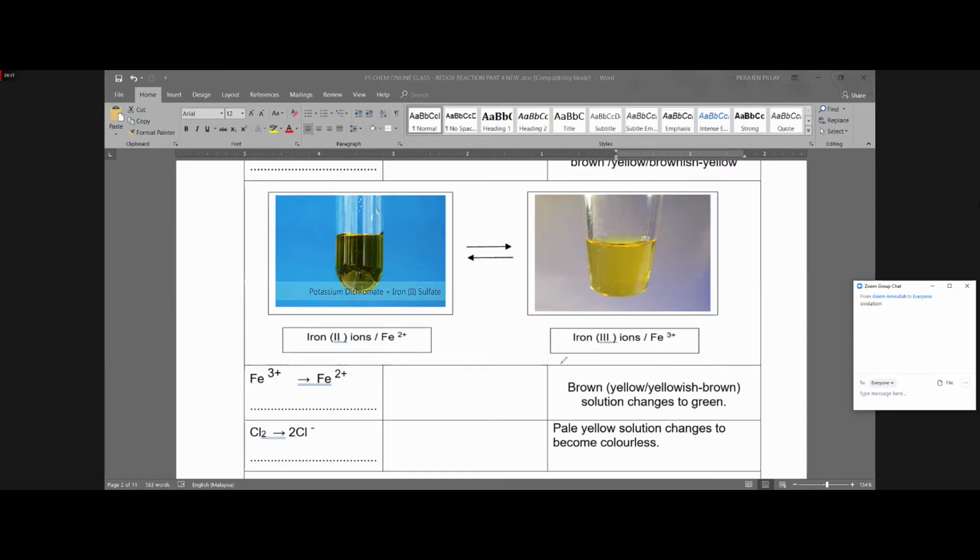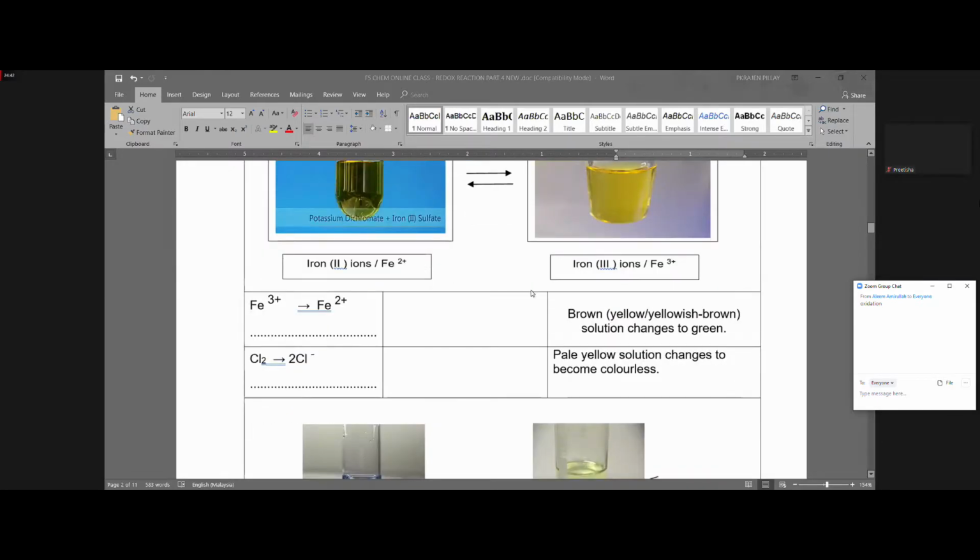Observation, this is your observation. Observation is a brown solution changes to green. You always want to see the color change for redox. Don't say solution forms green or whatever, we are going reverse now. All right, we're going reverse, that means reduction. Brown solution changes to green. Okay, then we go for the next one. Clear? All right, we go for the next one.